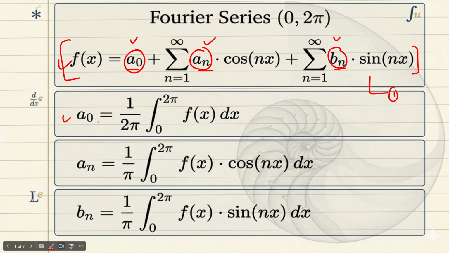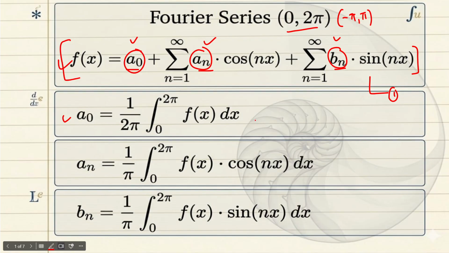So the formula of a0 is 1 over 2 pi integration of limit 0 to 2 pi. 0 to 2 pi are the given limits. In the question they will mention the given limits, 0 to 2 pi, or one more interval, minus pi to pi. So either they will give you 0 to 2 pi or minus pi to pi. If they have given 0 to 2 pi, your formula will be a0 is equal to 1 over 2 pi integration of limit 0 to 2 pi f(x) dx.